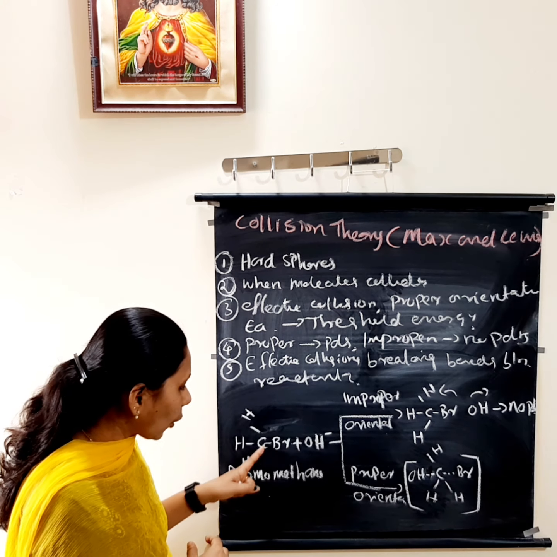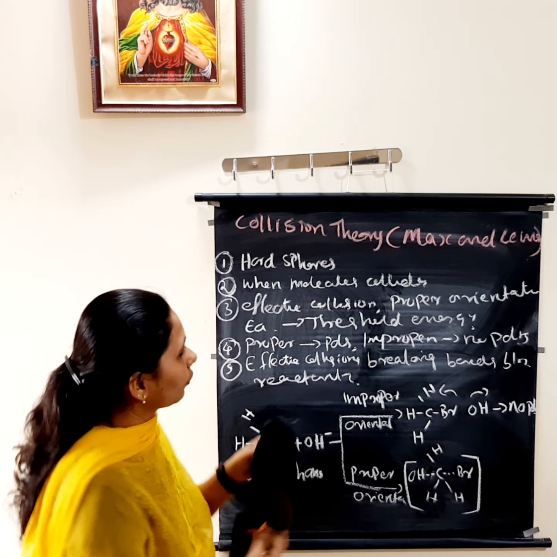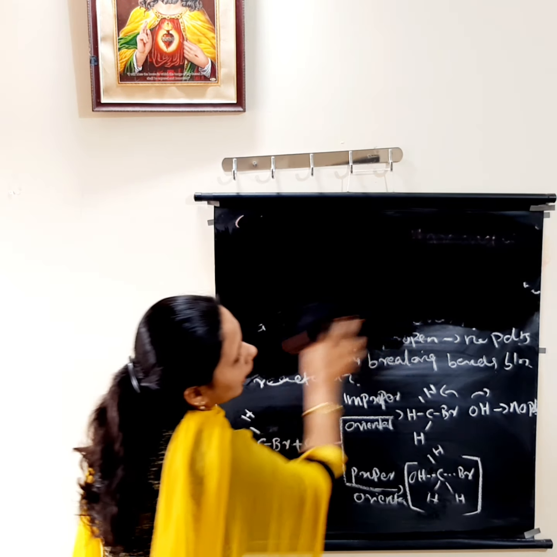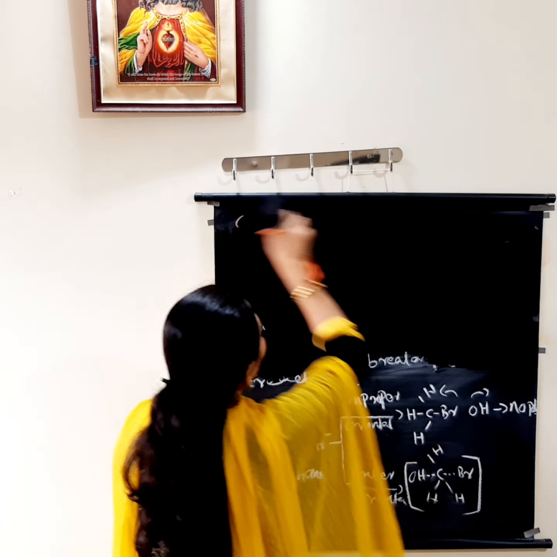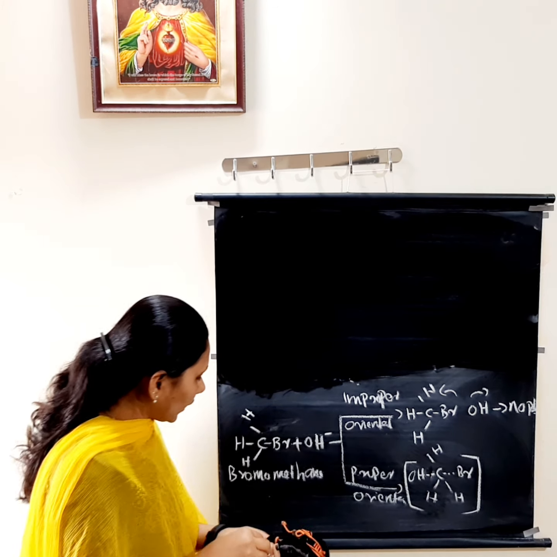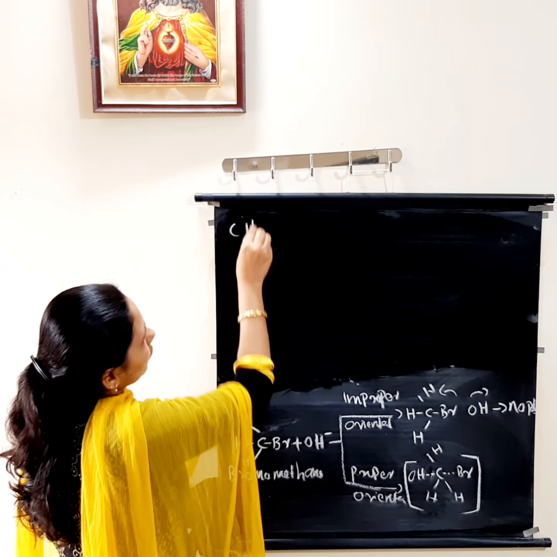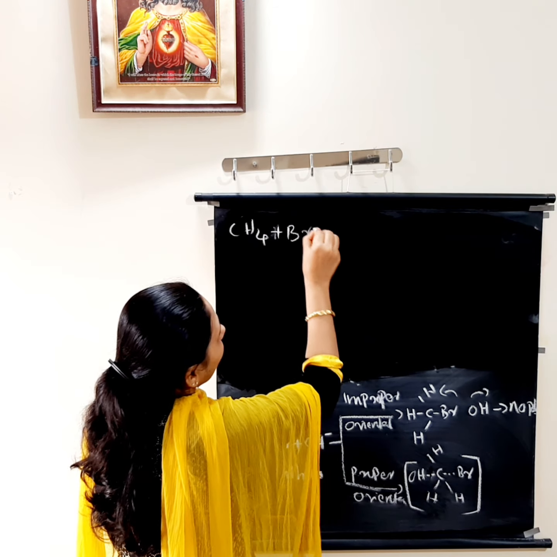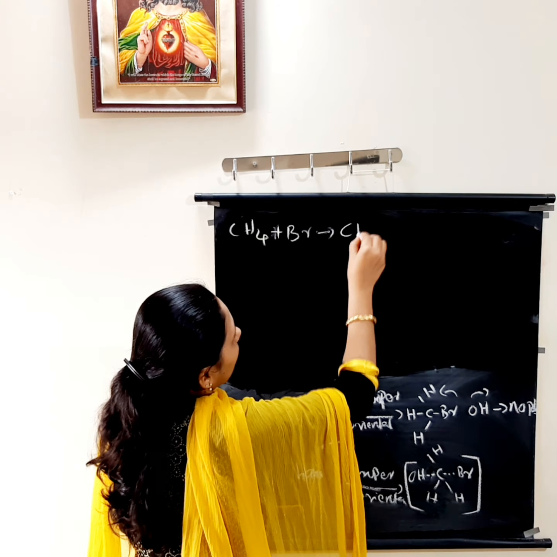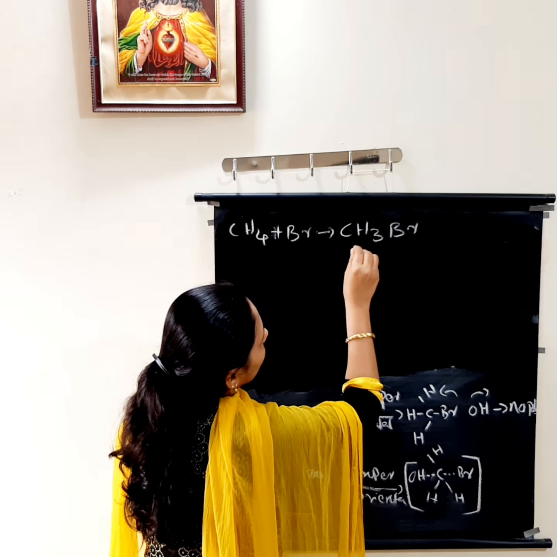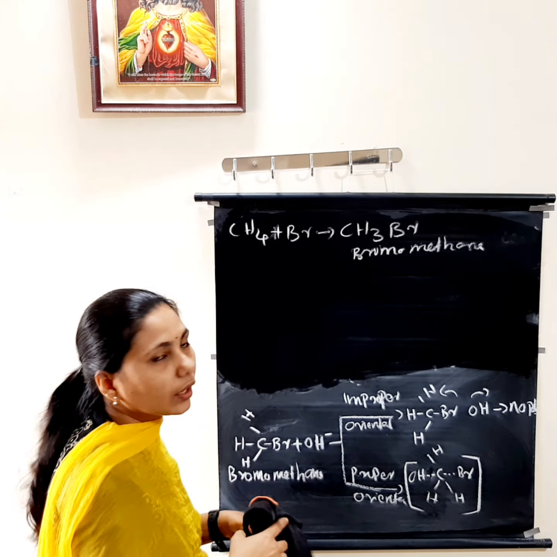The example given is bromomethane. What is the formula of bromomethane? It is a haloalkane. That means an alkyl group is there along with a halogen. That is why it is known as a haloalkane. We know methane is CH4. In that, a bromine is added. That is why it is known as bromomethane, CH3Br. There is one chapter, haloalkane, that we will study in detail.